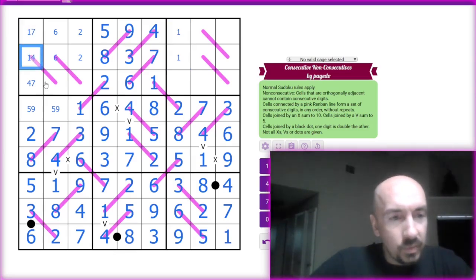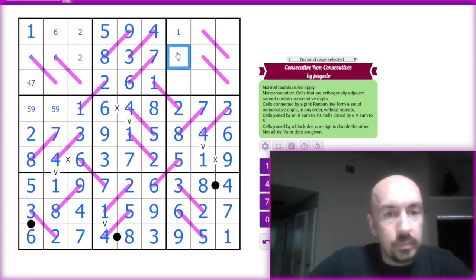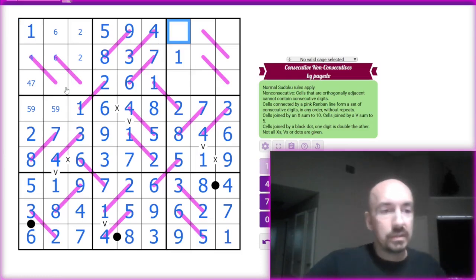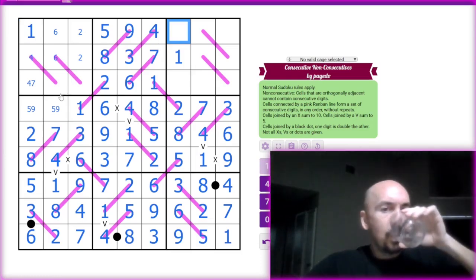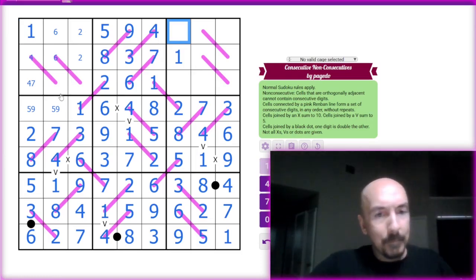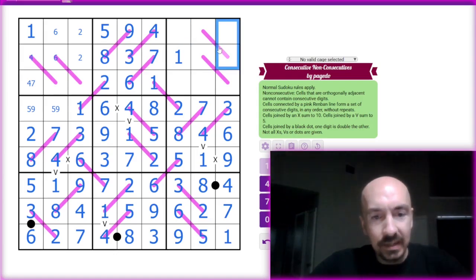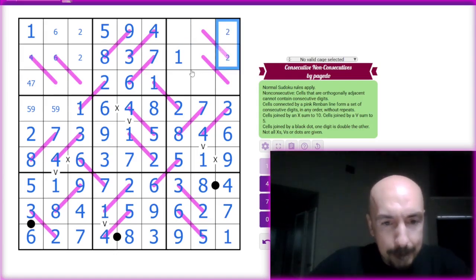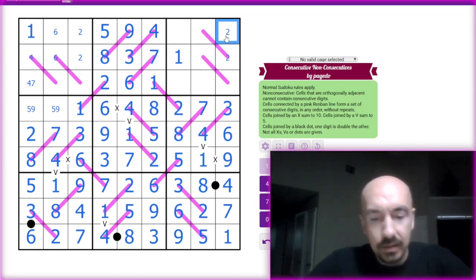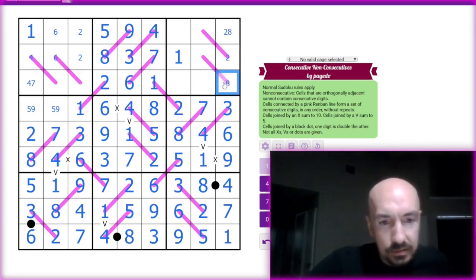1s. This cannot be a 1 because it would have to see a 2. And that Renban cannot see a 2. Okay. Then I got 2s up here. 8s are like that.